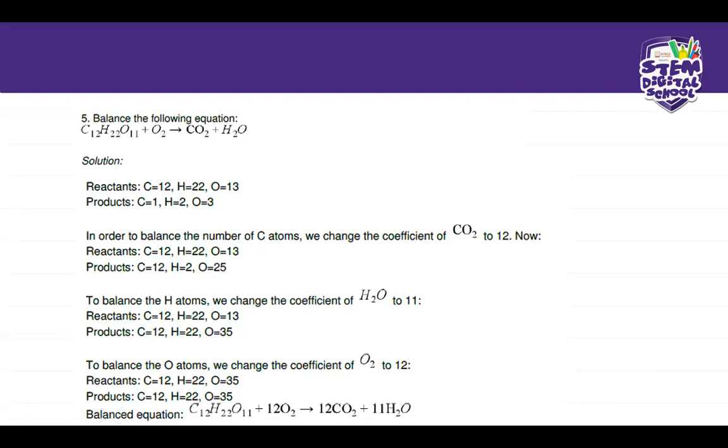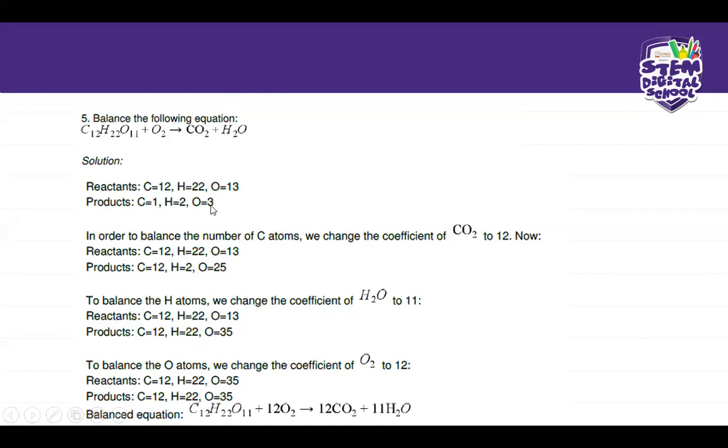Okay, so we move on. Now we try to balance the H atoms, because here we've got 2 and there we've got 22, right? So we change the coefficient of H2O to 11. So we put 11 there just to balance out the H, because the H there is 22. So if we put 11 in front, it's going to give us 22. Okay? But now the oxygen has increased to 35. So, but it's fine.